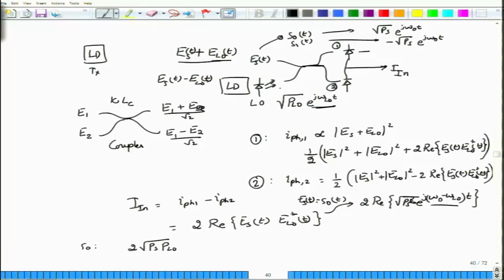Now what is the real part of exponential j omega 0 minus omega LO t? That is precisely cos omega 0 minus omega LO times t. You can show that when you transmit S1, there will be a minus sign up there, and what you get is minus 2 square root PS PLO times cos omega 0 minus omega LO times t. Now the magic is that if somehow I take omega 0 equals omega LO, then this will be cos of 0t, which would actually be equal to 1.